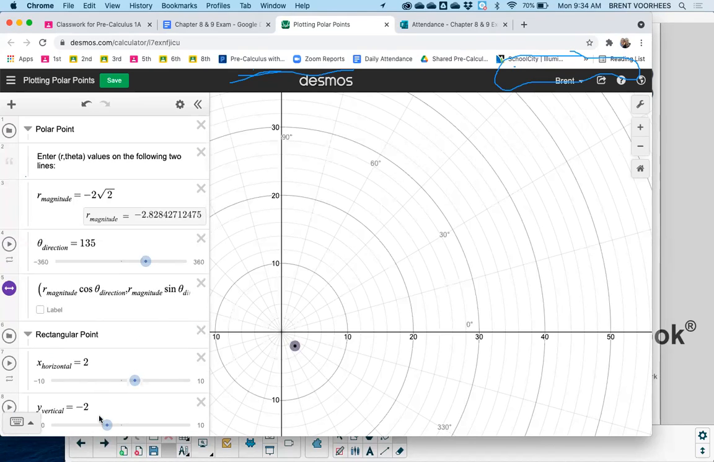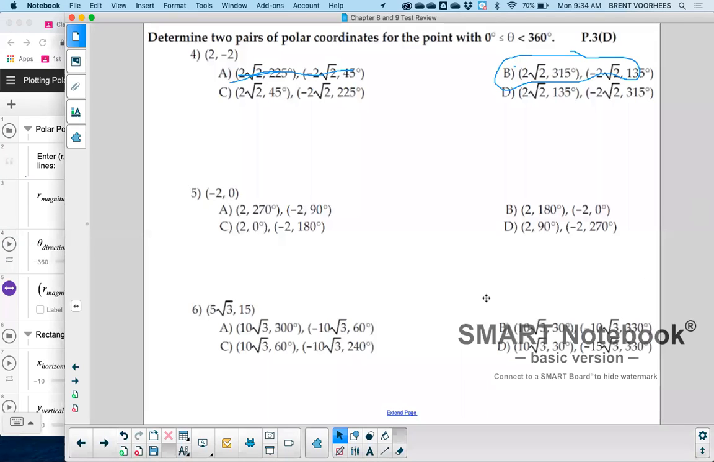But over here, my calculator is doing all that for us. All right, so let's try another one. We figured out number 4. Now let's try number 5 here.